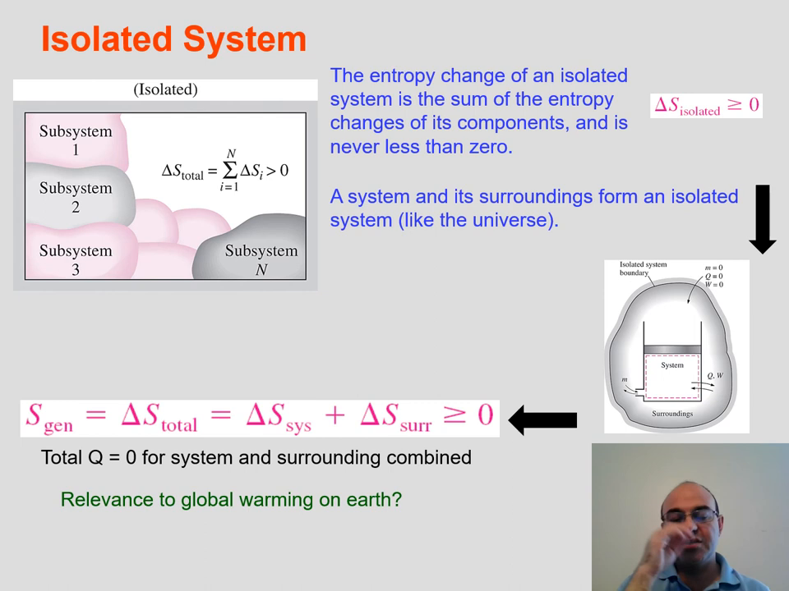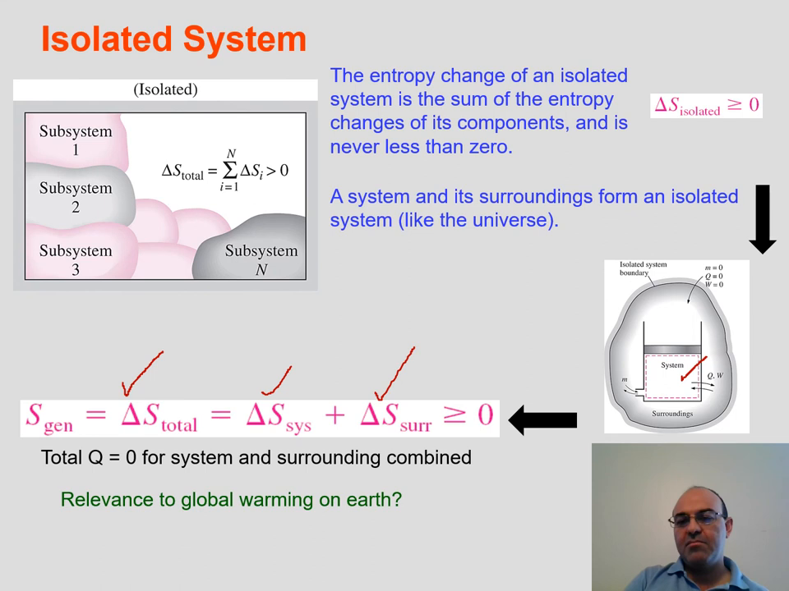A system and its surroundings actually form an isothermal isolated system, like the universe. If you look at this piston cylinder device, the surrounding could be the rest of the universe, so big. The entire universe and the system under consideration together form an isolated system. As a result, the delta S of this isolated system must be equal to or greater than zero. So we can show the delta S total of this system and its surrounding as delta S of the system plus delta S of the surrounding, which is equal to or greater than 0.